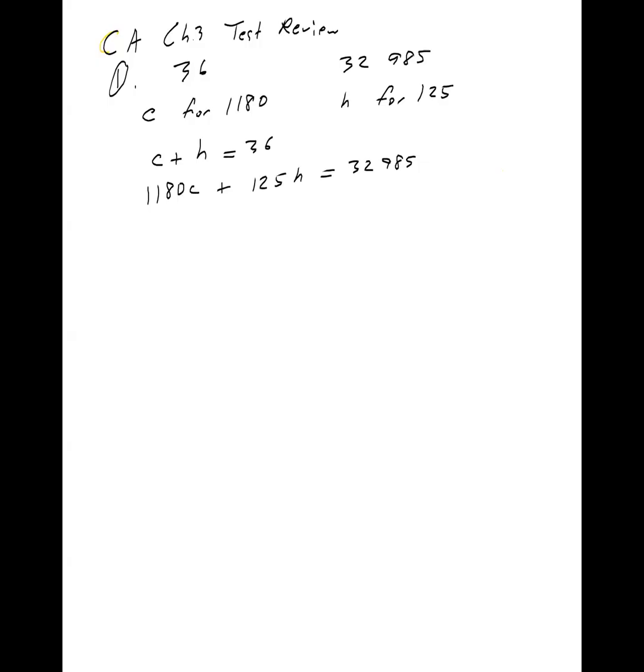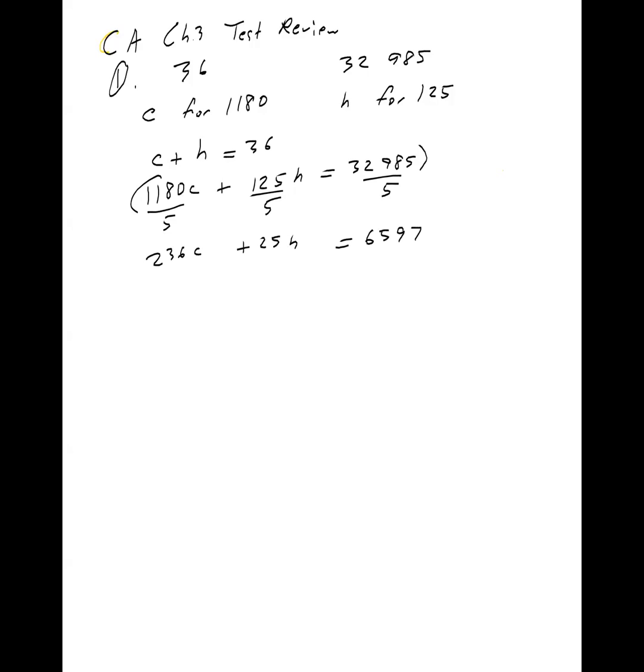Our first step is going to be to divide the second equation by a number that goes into it. Since everything ends with a 0 or a 5, that means everything is divisible by 5. I'm going to take everything in this whole problem and divide everything by 5 all the way across. 1180 divided by 5 is 236. 125 divided by 5 is 25. And 32,985 divided by 5 is equal to 6597.